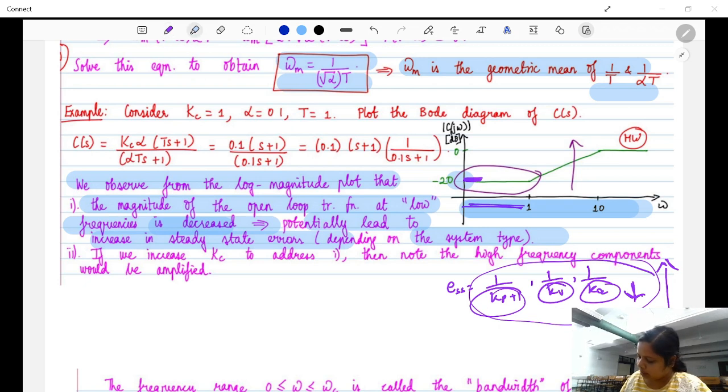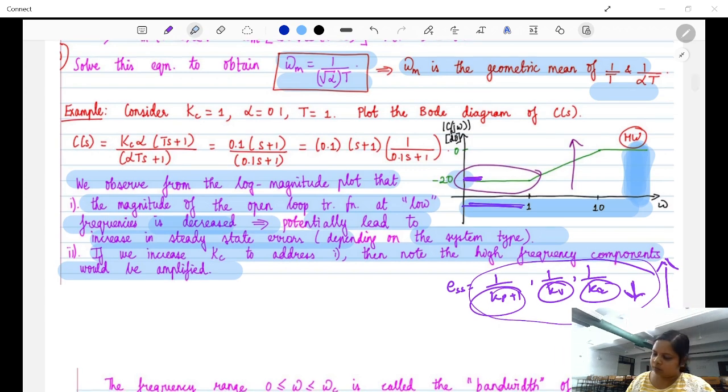Okay, next, if we increase Kc to address 1, then the high frequency components would also be amplified, right? You'll be amplifying this thing also. And if you amplify this thing, what is going to happen? You're going to take in more high frequency components. That means the system would be more prone to noise. All right. So that is also a problem.